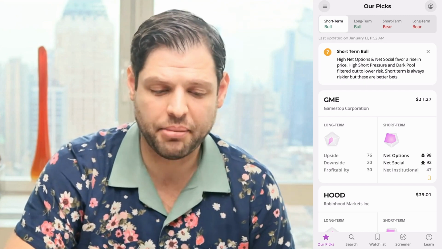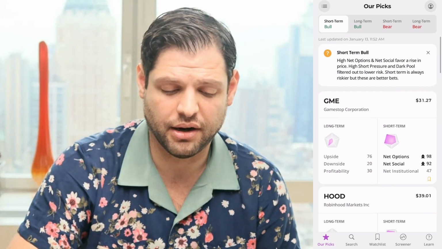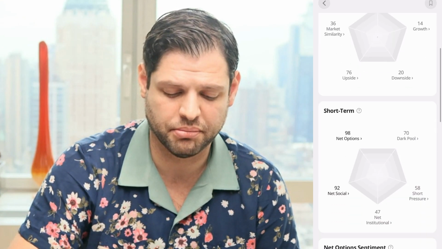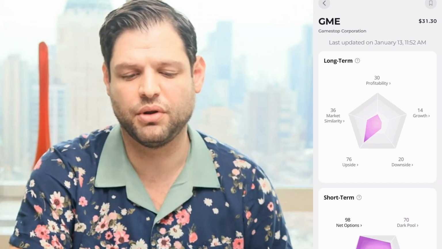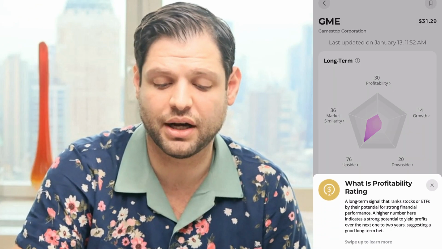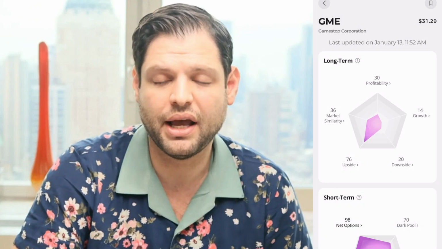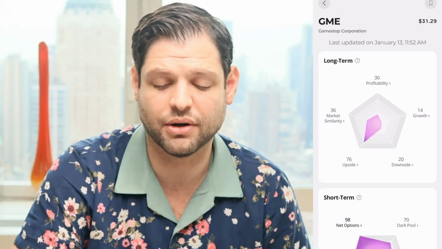Going into the app, we see right away GME is on top of the short-term bulls. Just going through the top of our signals, I'll go through them one by one. And the nice thing about it is you can click on any signal and then drag it up and get the more detailed picture of it, right? And so I'm just going to go through the long-term ones first.